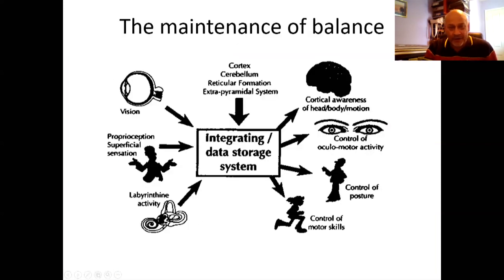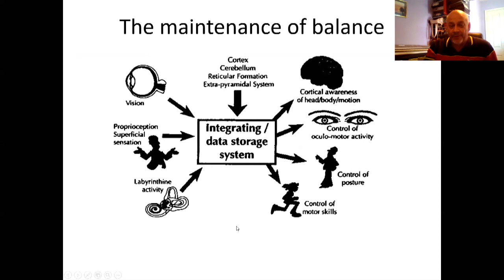So balance is a combination of, as I said, our eyes, our body, and our ear goes into our brain, and it creates awareness of movement. It controls our eye muscles, controls our posture, and it controls what we're doing, motor skills, how we're moving. So part of that, which we'll talk about now, which if you've heard me talk before, you'll know that your vestibular system controls your eye muscles.